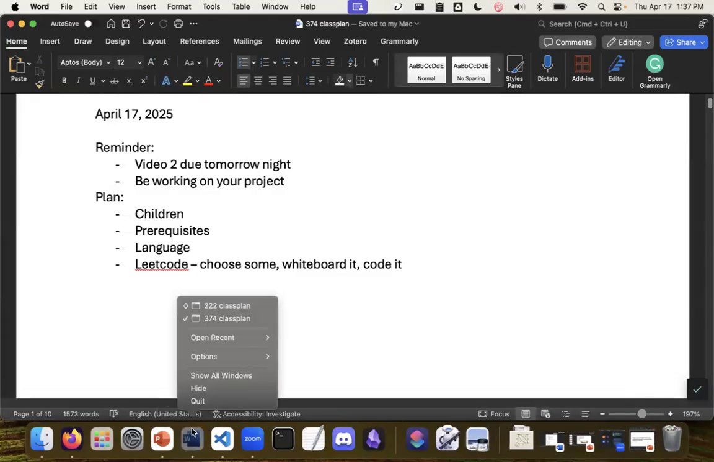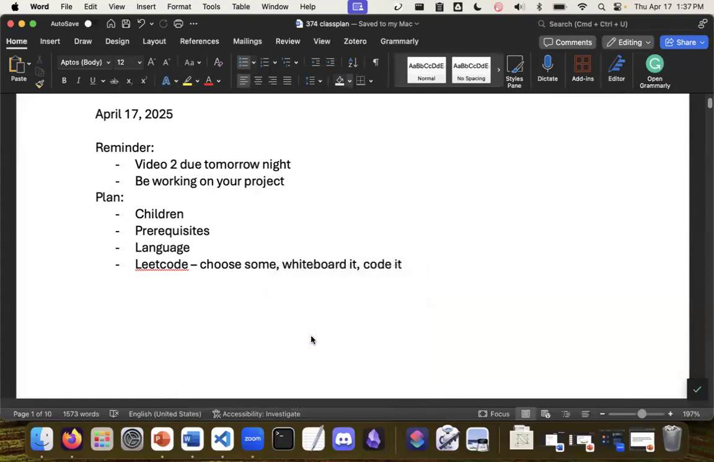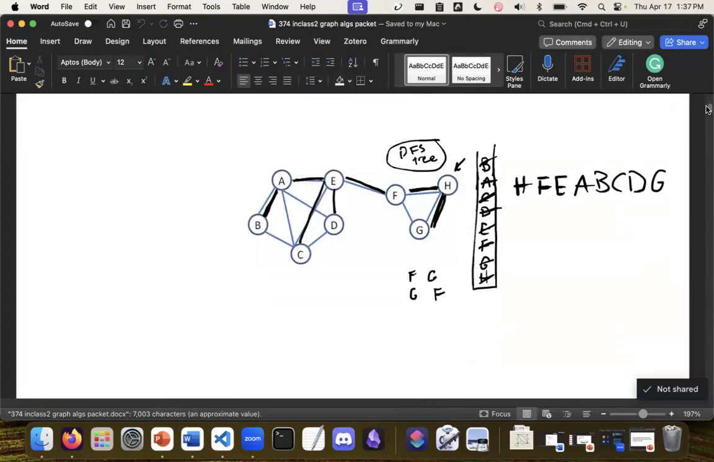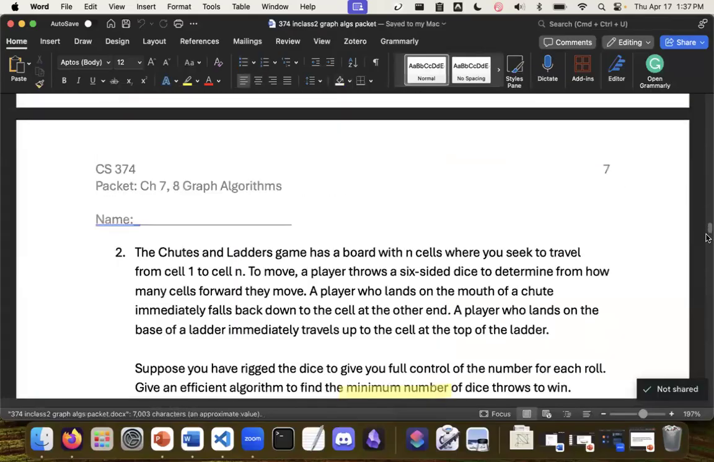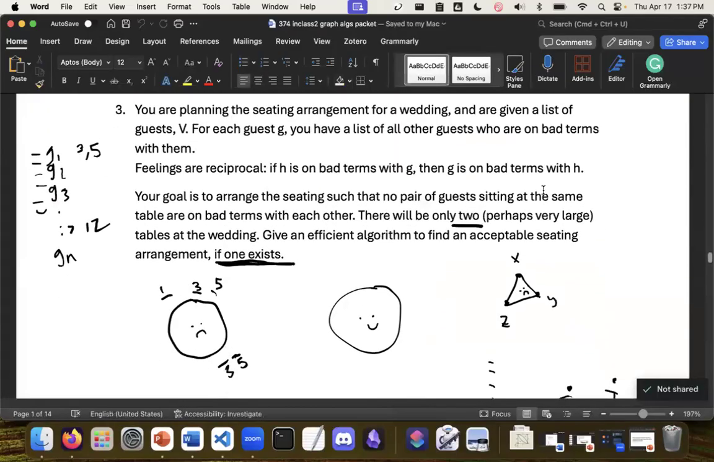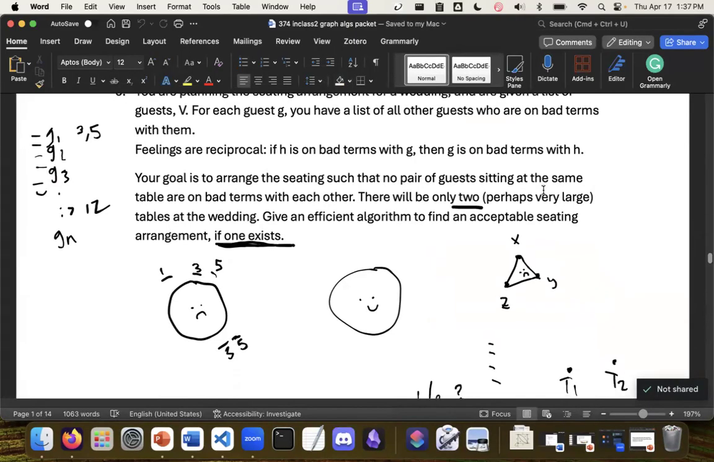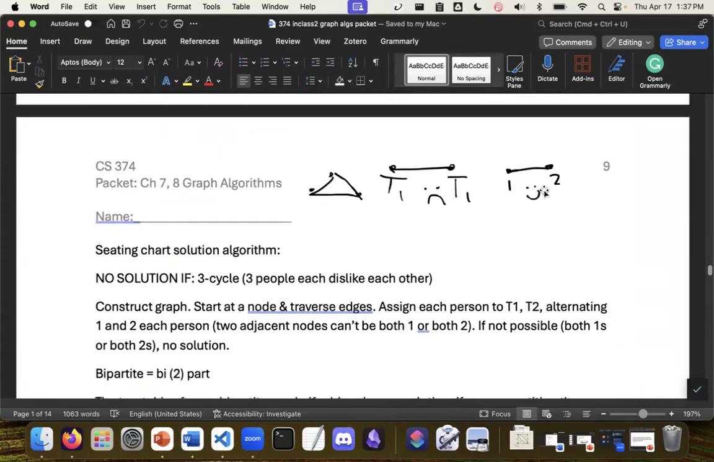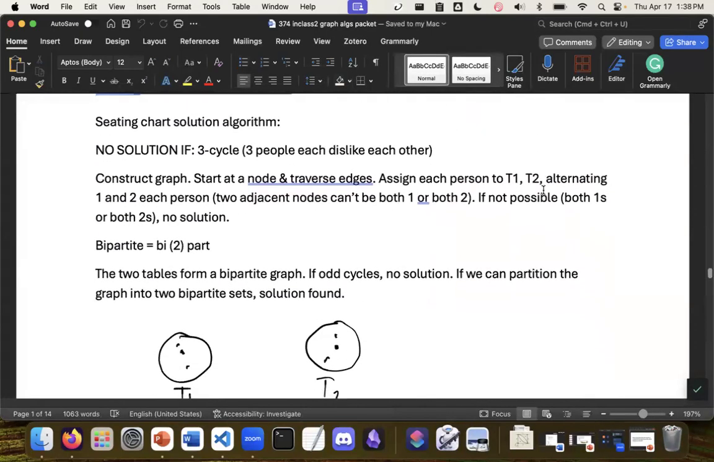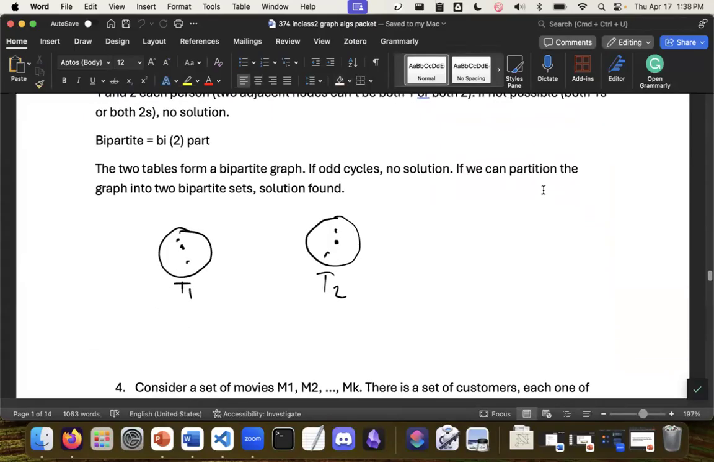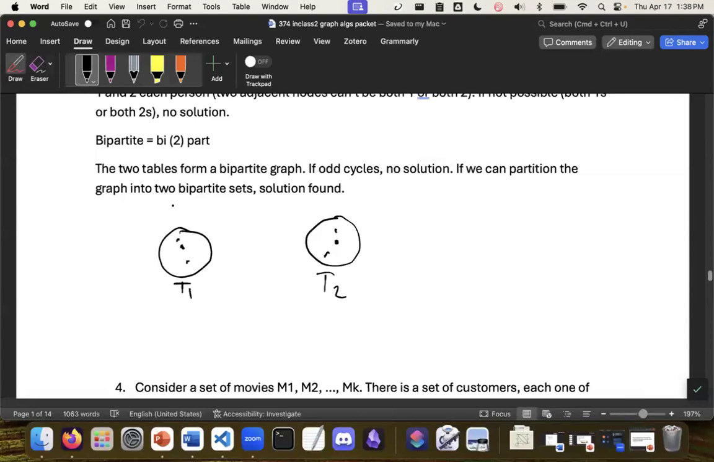All right, so we're gonna keep working on the packet as much as we can today. Last time we looked at the wedding seating arrangements, and we decided that this models what we call a bipartite graph, which is this two-part graph where inside these two sets of vertices there are no edges, but there can be edges between the two sets. That's perfectly fine. That's a bipartite graph.